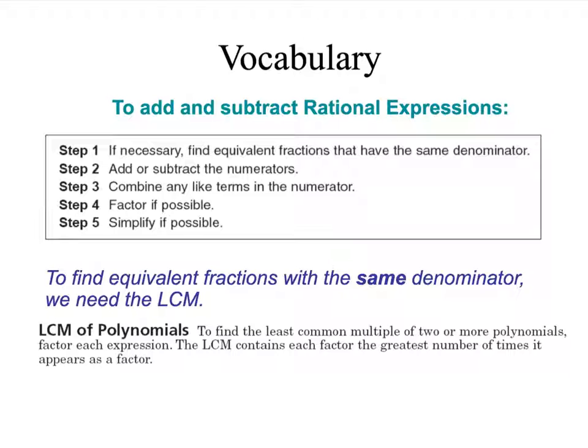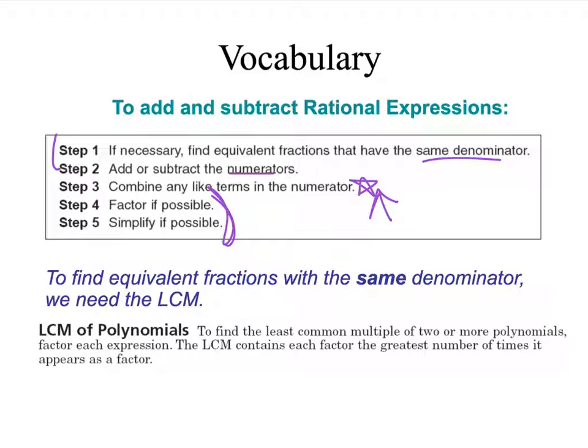Here are our steps. Now these steps 1 and 2 are the same steps you had for adding fractions that you learned in 3rd grade. Find a common denominator, add your numerators. Now we're going to have polynomials in our numerator, so step 3 is combine like terms, and these two steps 4 and 5 are brand new.